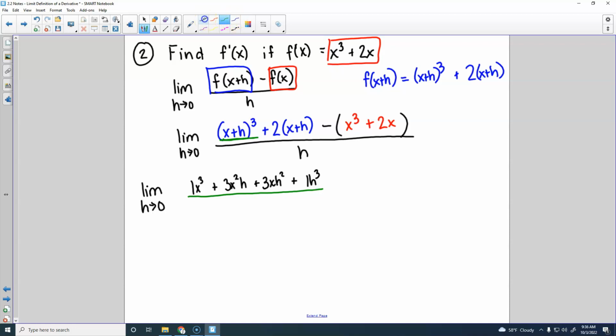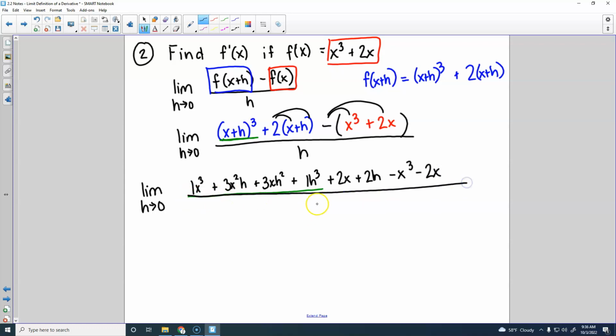So I still have this 2 times x plus h. I need to distribute that too. So I get plus 2x plus 2h. And I need to distribute the negative here. So I get minus x cubed minus 2x. Is everybody with me here? Questions?